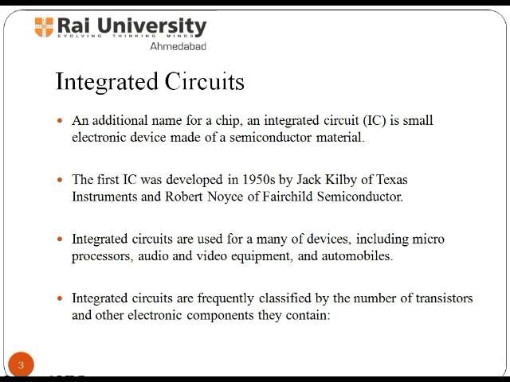An integrated circuit, sometimes called a chip, is a semiconductor wafer on which thousands or millions of tiny electrical components are attached and fabricated. A particular IC is categorized as either linear or digital, depending on its intended application, as they are used in many devices including microprocessors, audio and video equipment and automobiles.